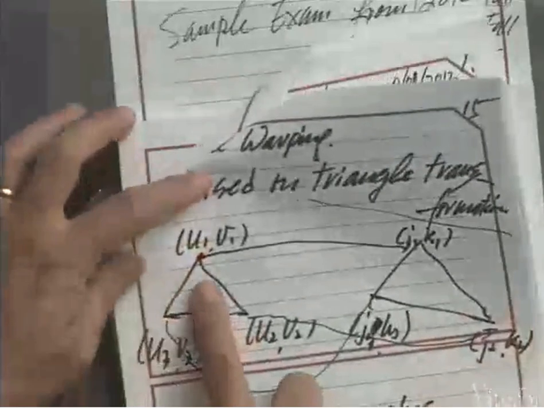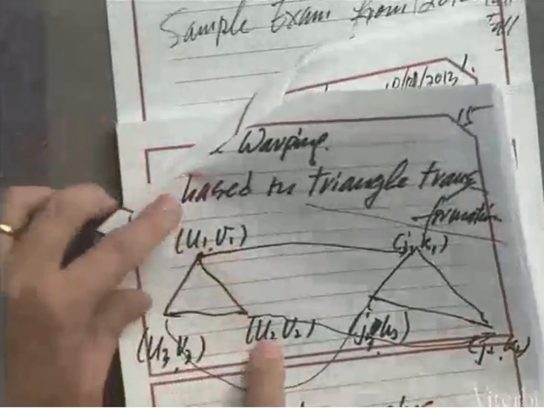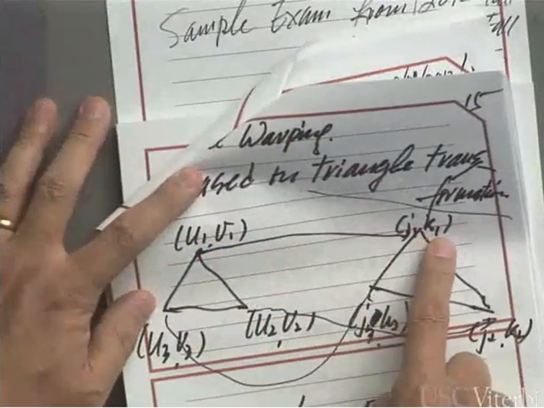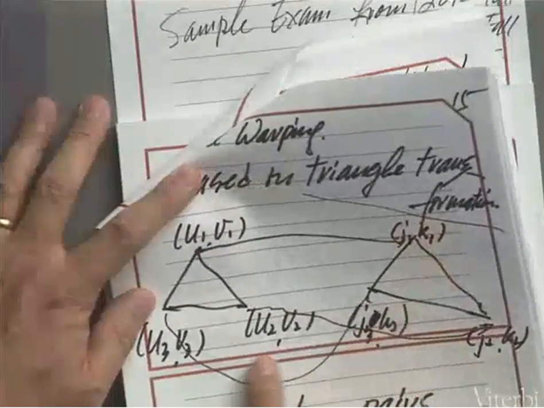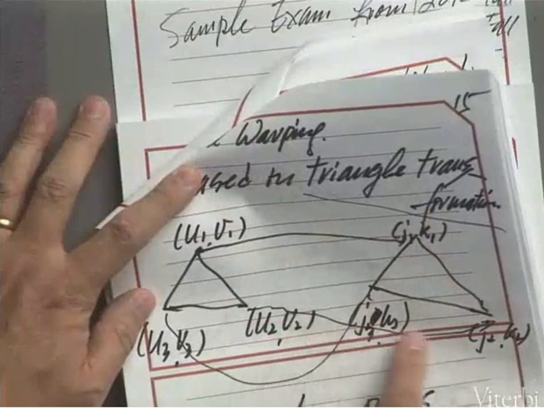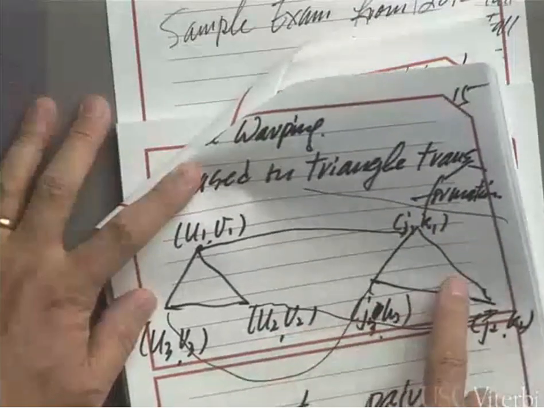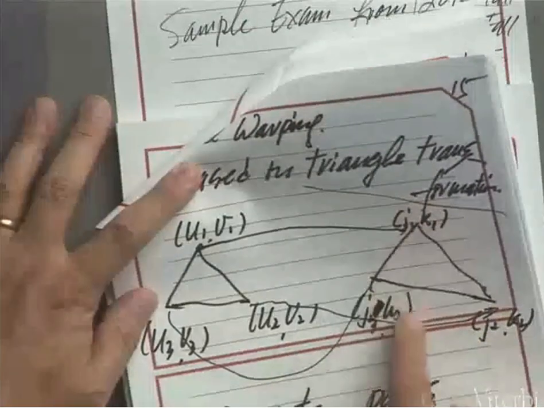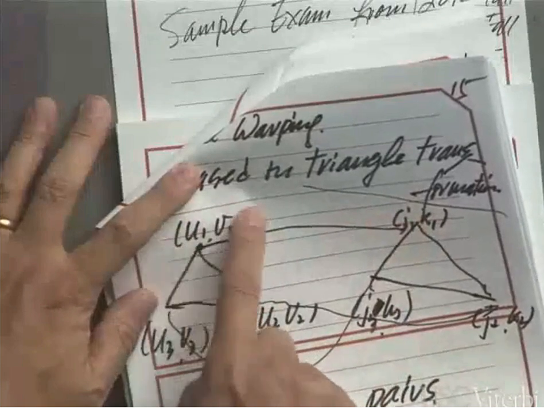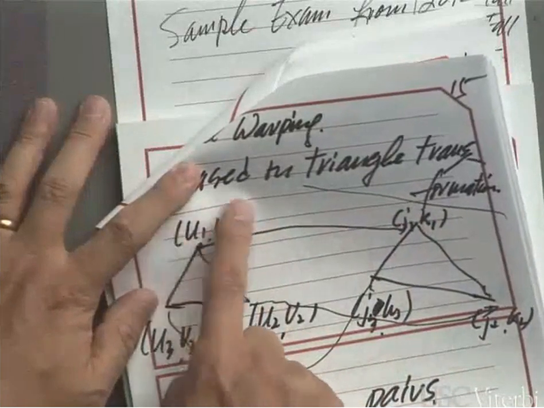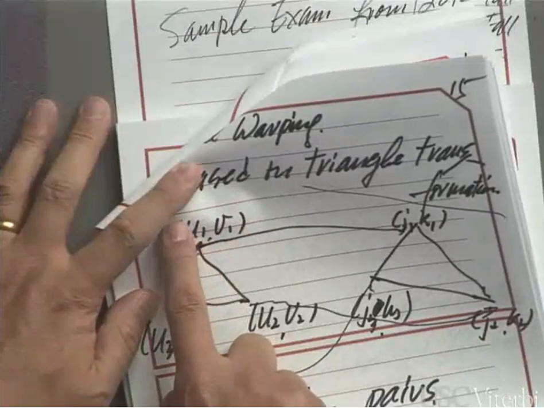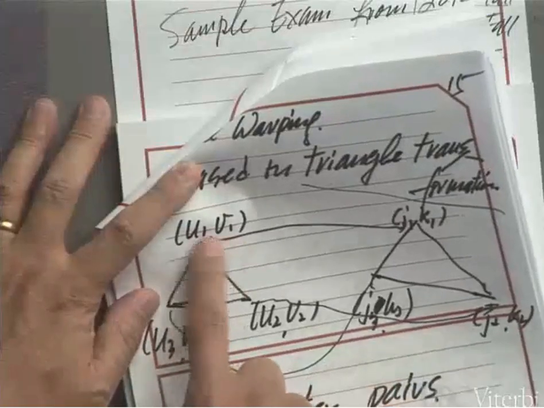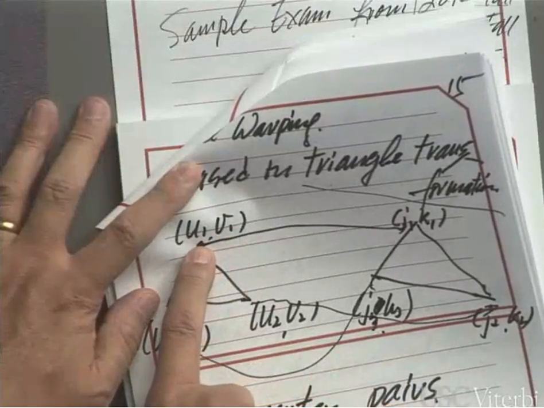So you have U1, V1, U2, V2, U3, V3, and U1, V1 goes to J1, K1, the output, and U2, V2 goes to J2, K2, and so on. But you want to write the reverse form: look at the integer JK and find the corresponding UV. But UV may not be an integer. UV may be a fractional number. But then you have bilinear interpolation, so you are able to compute the gray level at this point.